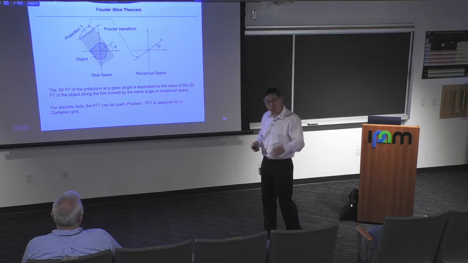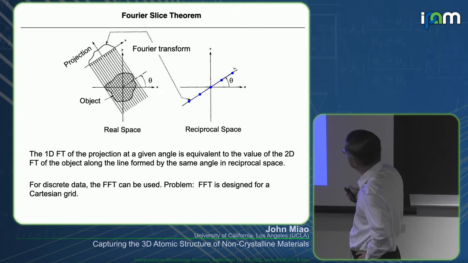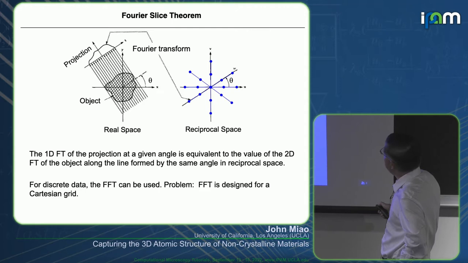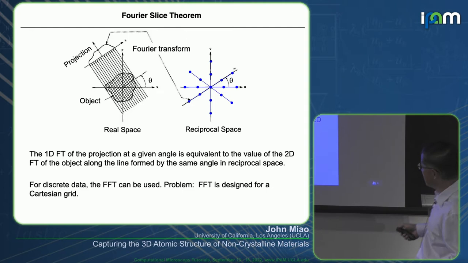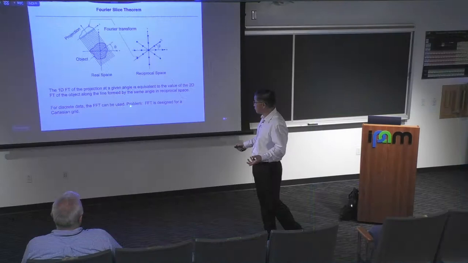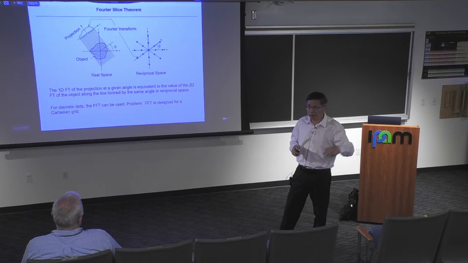Now, one of the problems for tomography is that we only measure discrete positions, like these blue dots. If you put many blue dots together, you'll find the density of the blue dots near the origin is higher than at a larger distance, at larger spatial frequency. This problem has to be fixed. The second problem is that for discrete data, the FFT can be used, but the FFT is only for a Cartesian grid, whereas here we have a polar grid, right? So you have to project from the polar grid to the Cartesian grid. And so filtered back projection is a very popular method.